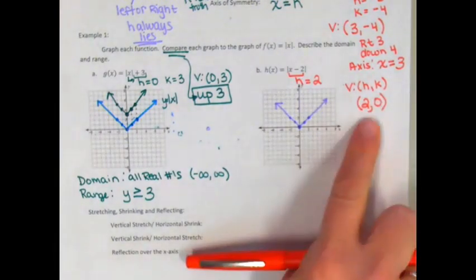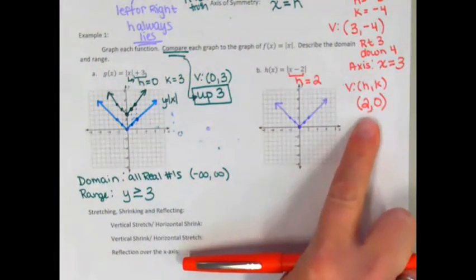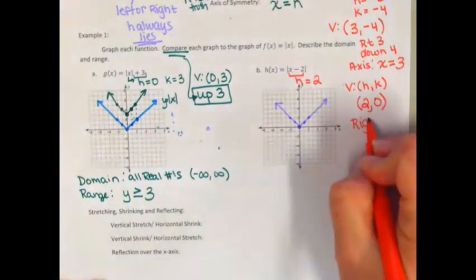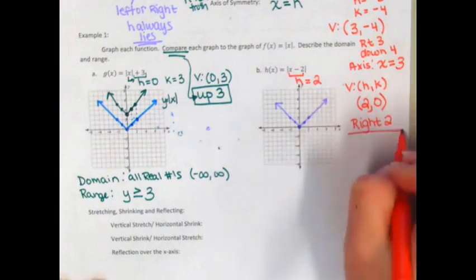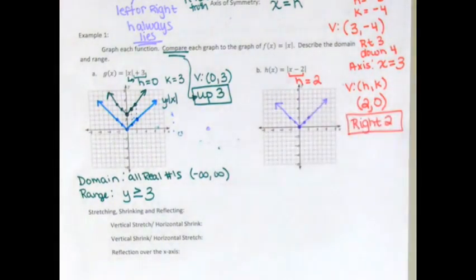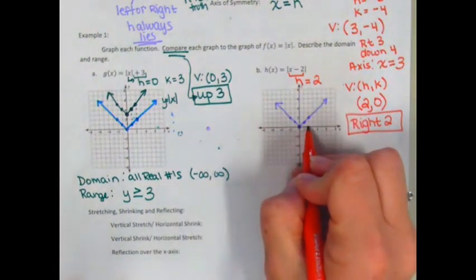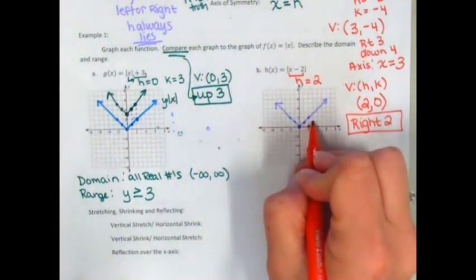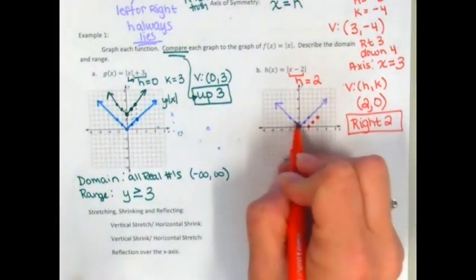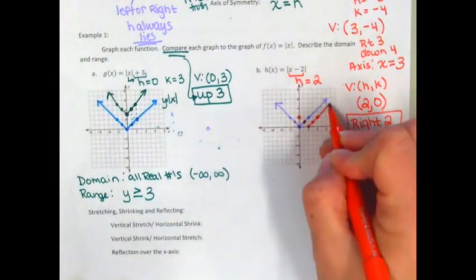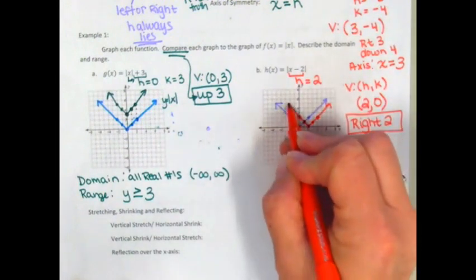So how would I graph this vertex? How do I graph 2, 0? I would go right 2, and that's it. So now, could I count every point right 2? Yeah, so let's count every point right 2. 1, 2, 1, 2, and so on. And there's my new graph.